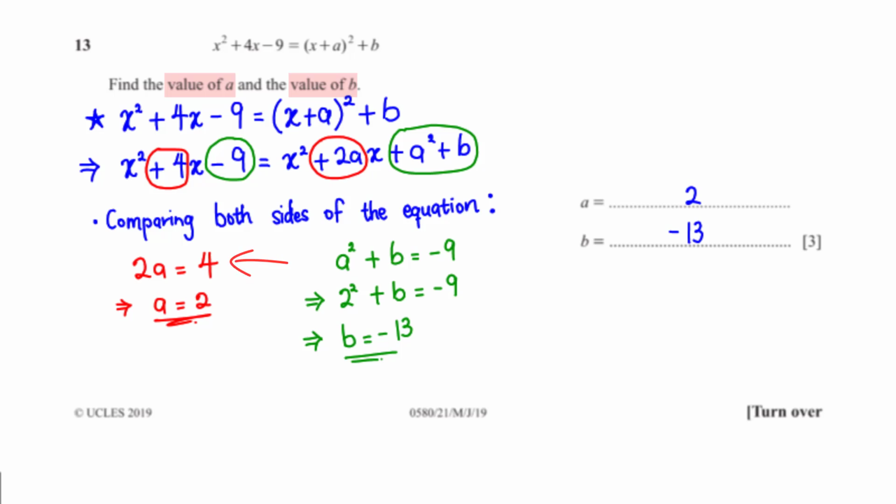and that gives us the value of a as 2. We can also see that a squared plus b is equal to negative 9, and now that we know the value of a, that will now give us 2 squared plus b equals negative 9, and that simplifies to give us the value of b as negative 13.